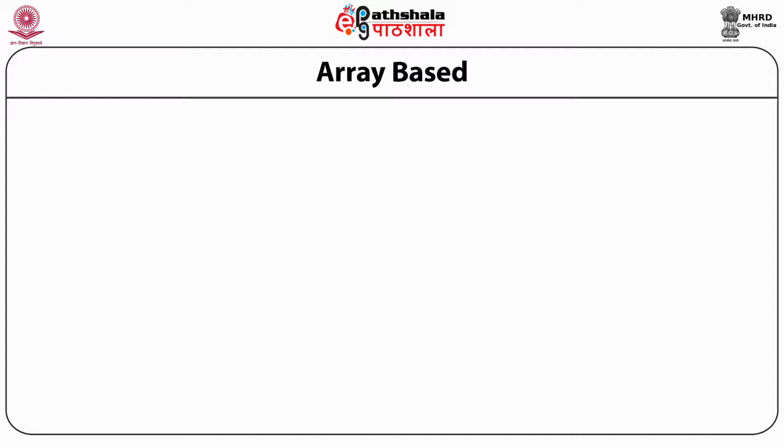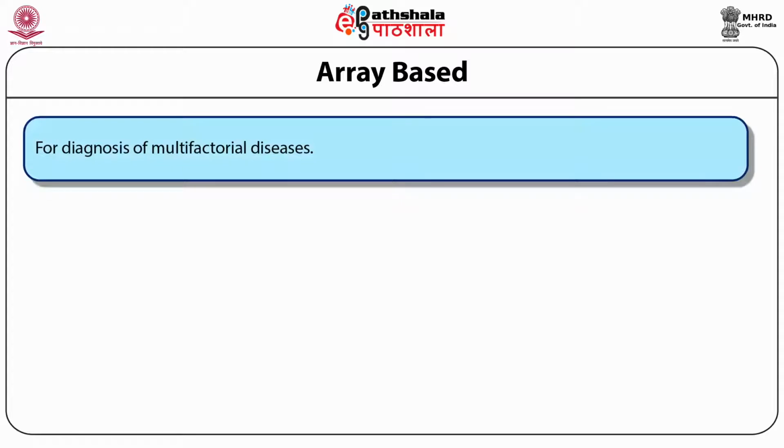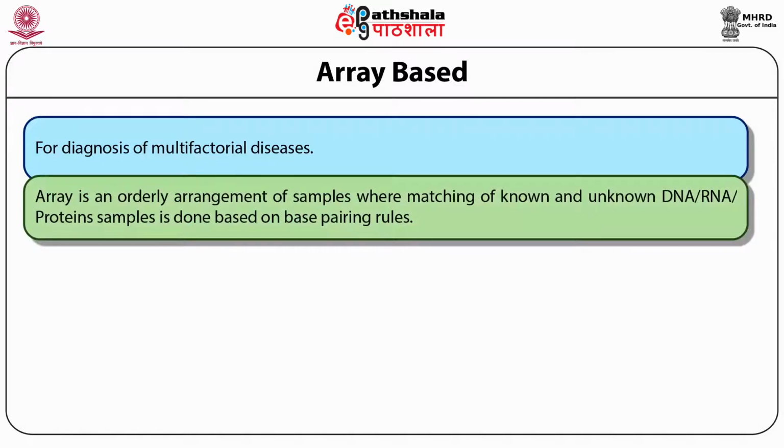Array-based biomarker. Array-based biomarkers are important in cases where the disease is multifactorial. So we can say in diagnosis of multifactorial disease, array-based biosensor serves the purpose suitably. What does array mean? Array is an orderly arrangement of samples where matching of a known and unknown DNA, RNA or protein sample is done based on the base pairing. So ATGC, simple base pairing, serves the principle of array. So what is done in array? A number of probes are coated on the same chip, and that chip can be used for screening of thousands of diseases at a time.